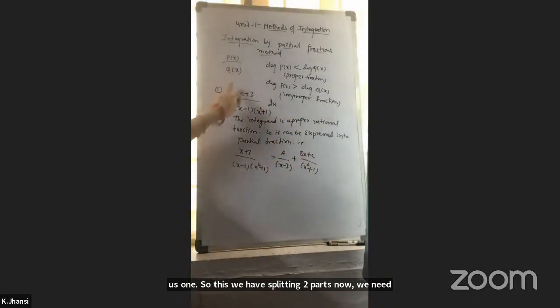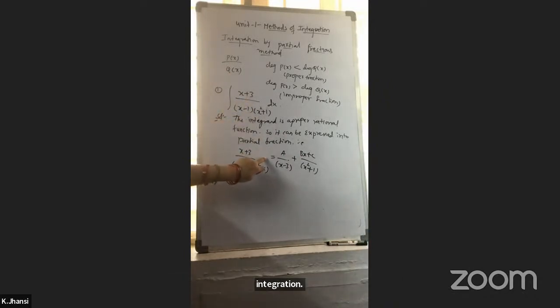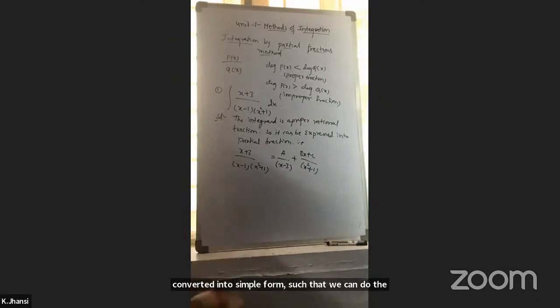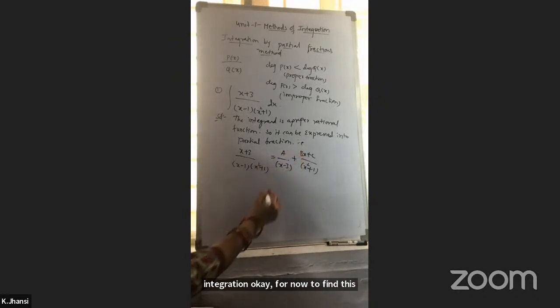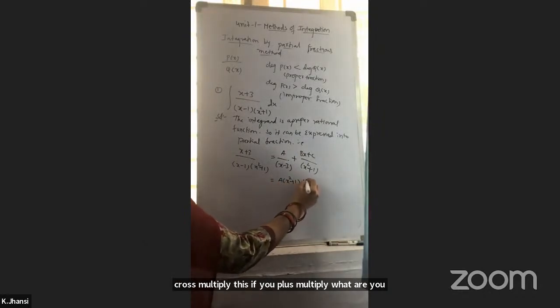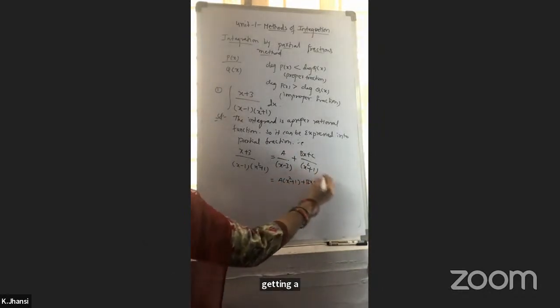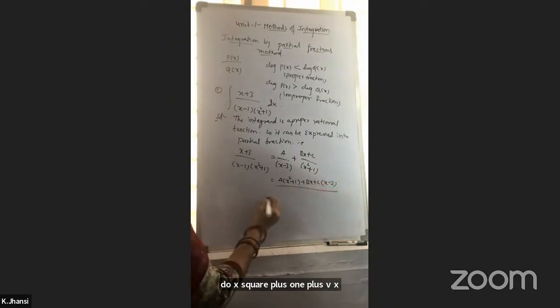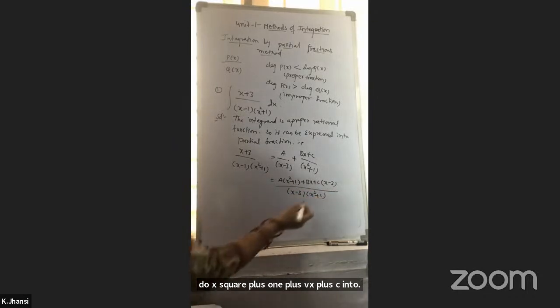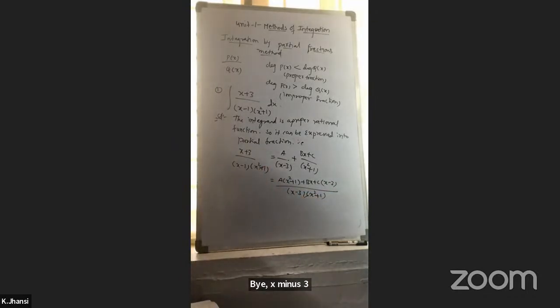A, B, C, we can't do direct integration for this. So you are converting it into partial fractions, making sure it is converted into a simple form such that we can do the integration. Now to find these, first you cross multiply. If you cross multiply, what will we get? A into x square plus 1 plus bx plus c into x minus 3, by x minus 3 into x square plus 1. Both denominators you can cancel.